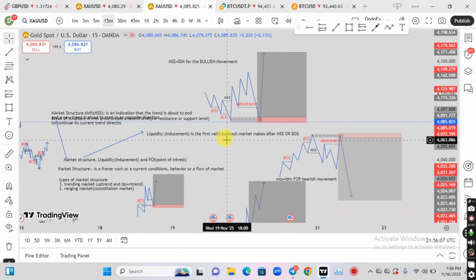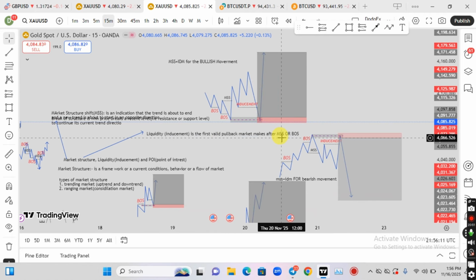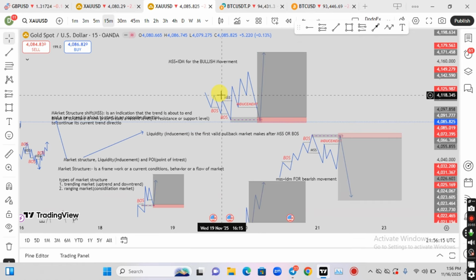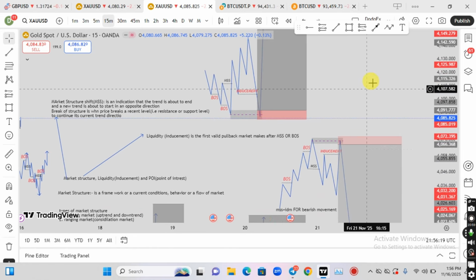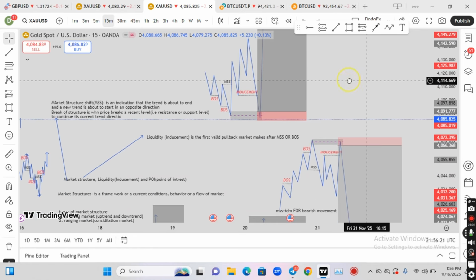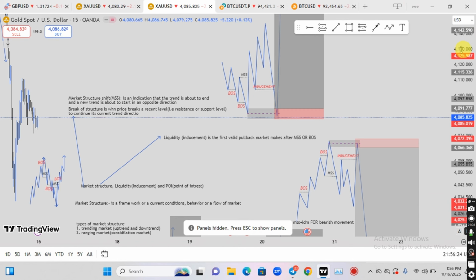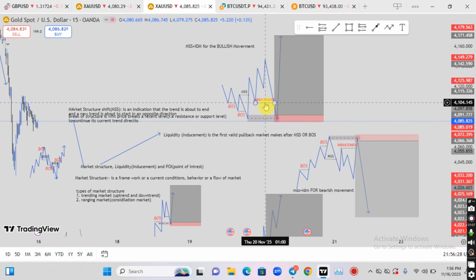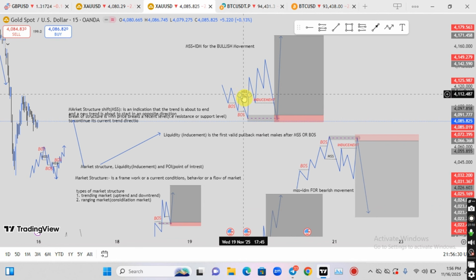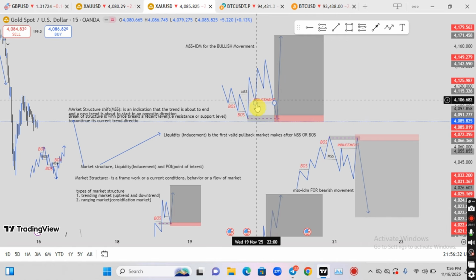Understand, right? Remember, liquidity or inducement is the first valid pullback the market makes after an MSS or break of structure. MSS is called the market structure shift, which is also from this zone. I'm zooming it out for you. Right? This is my first inducement. After the market structure shift, that was the first pullback.